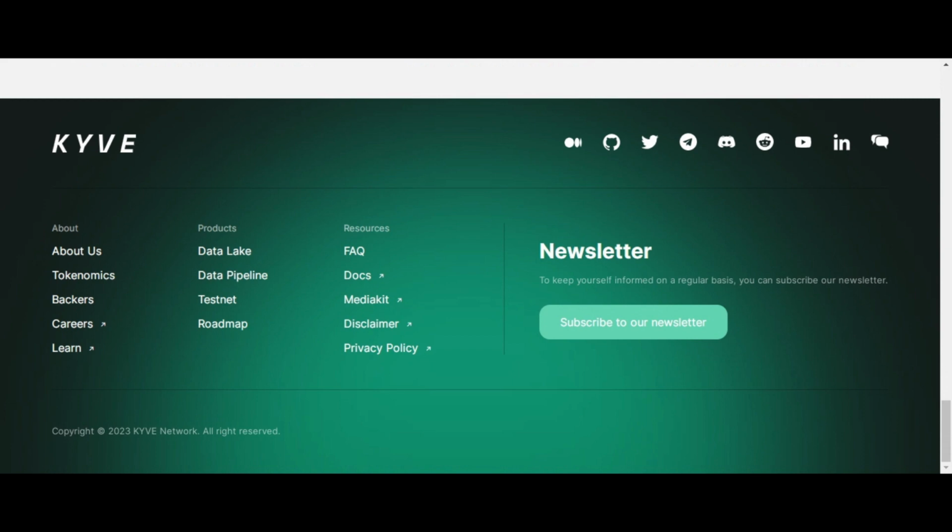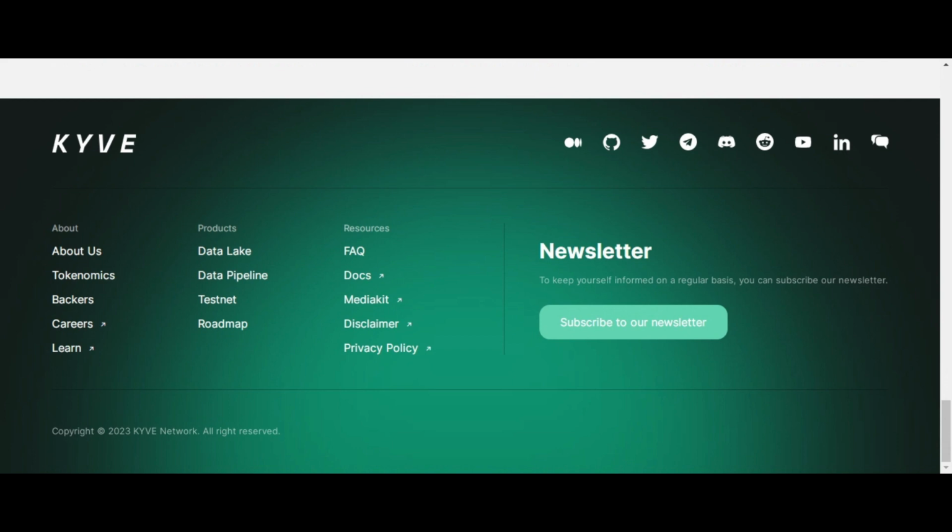Token info, ticker, KYVE. Token distribution in percent: ecosystem 27.50, Corellia testnet rewards 2, foundation delegation 10, developer adoption 10, DEX 2.50, R1 10, R2 11.50, R3 10, team 16.5.